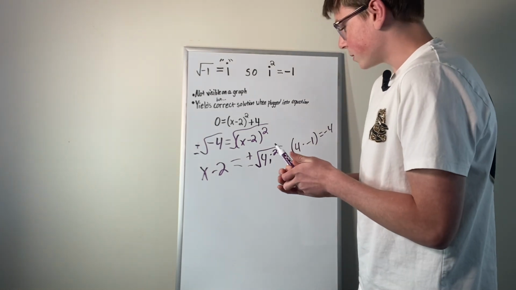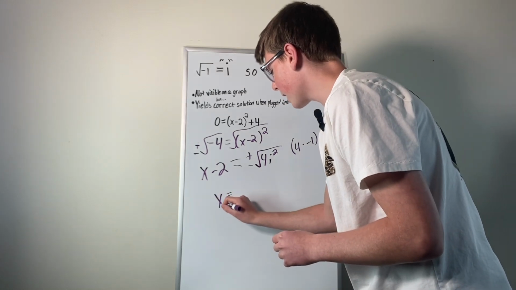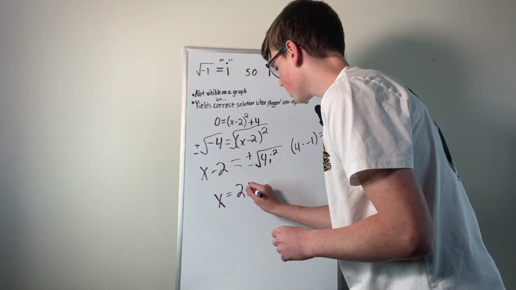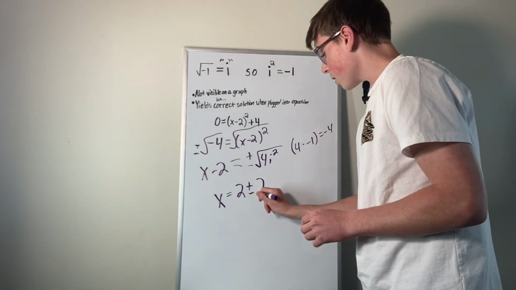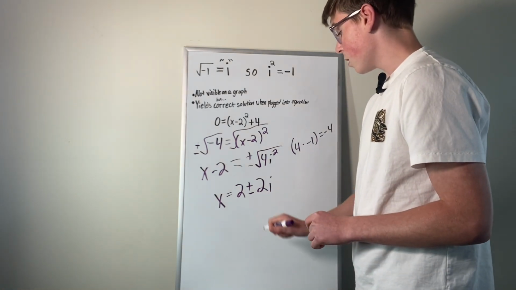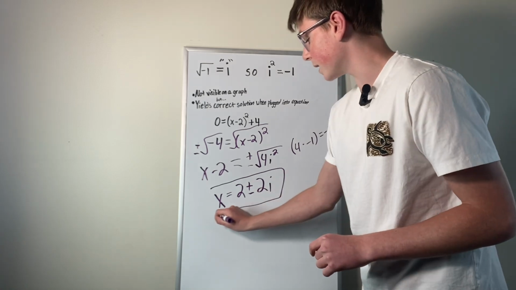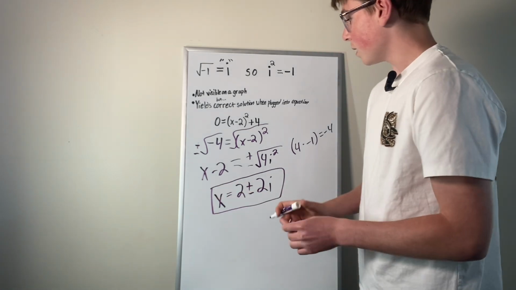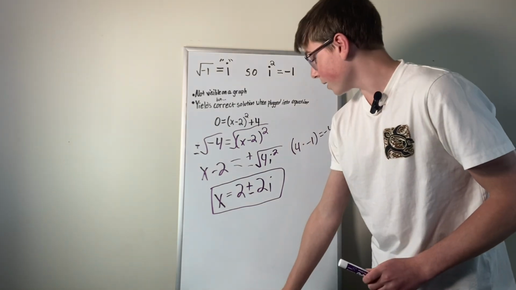So now what do we do? Well, we just move the 2 over by adding 2 to both sides. So x equals 2 plus or minus the root of 4, which is 2, and the root of i squared is i. So your solutions would be x equals 2 plus or minus 2i. And now you see we can get solutions that are negative.